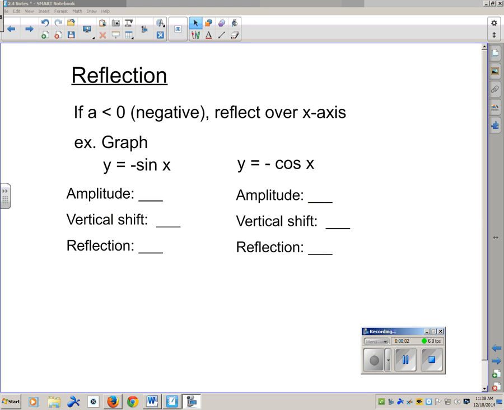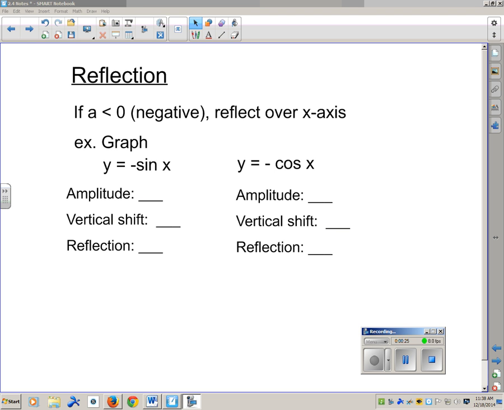All right, so we have now looked at amplitude and vertical shifts, moving it up or down. So now we're going to do our third one here, which is a reflection. If the a that's in front of your sine or cosine is negative, less than 0, then we're going to reflect it over the horizontal or the x-axis.